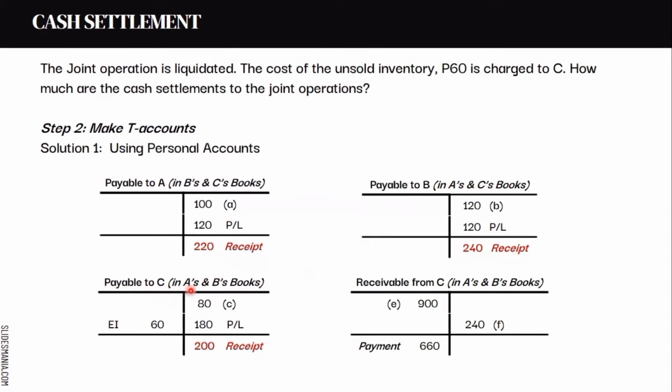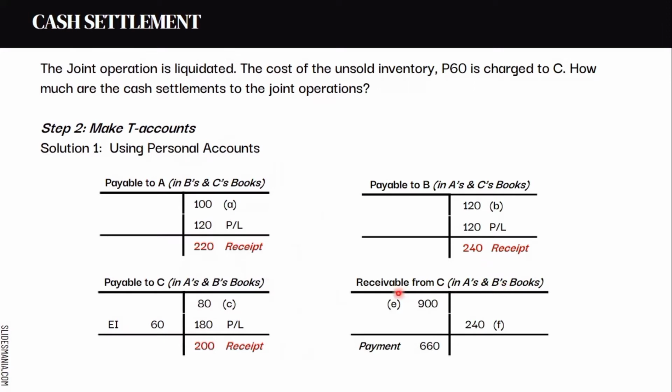Payable to C, we will see in A's and B's books. So, this 80 is his cash contribution earlier. And then, 180 is his share in the profit. And then, the 60. Why does he have 60 there in the debit? Because it says here that the cost of unsold inventory of 60 pesos is charged to C. So it was charged to him. The ending inventory or unsold inventory cost is here, 60 pesos. So he has a receipt of 200 pesos. These are the money they will receive. That is what we call the cash settlement.